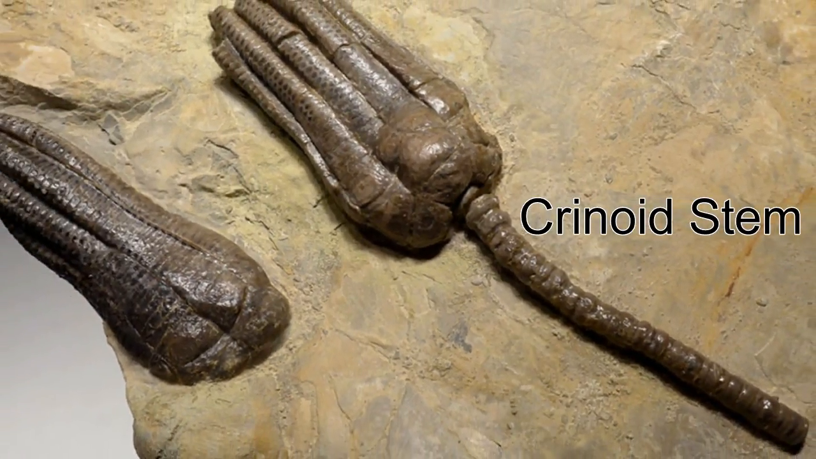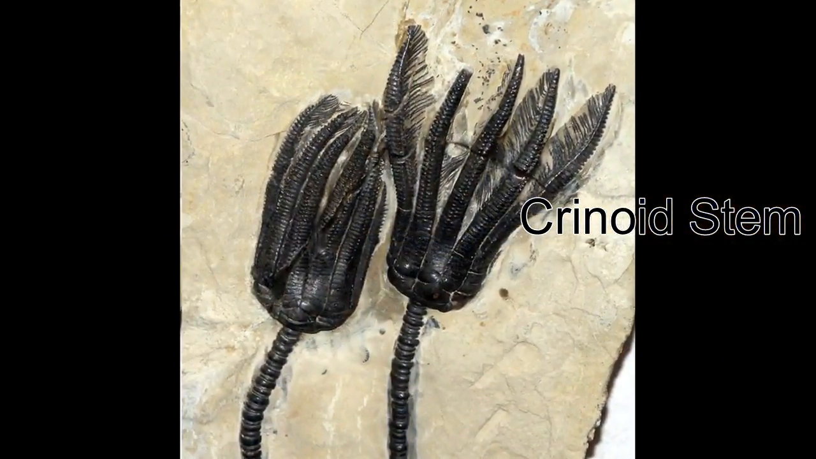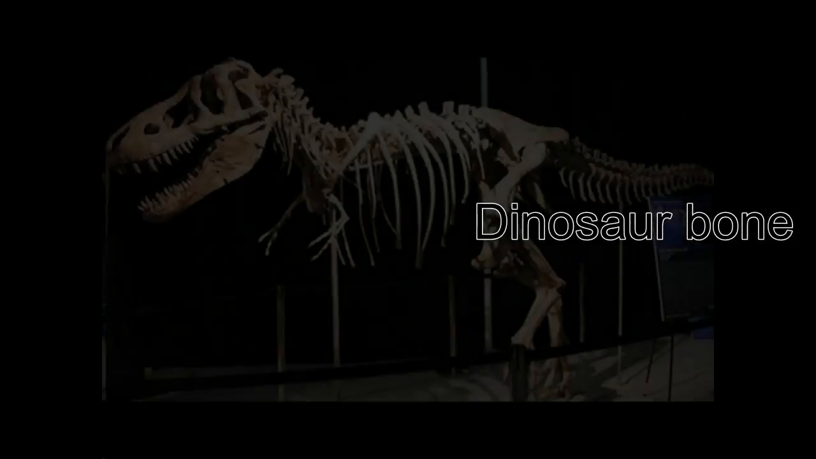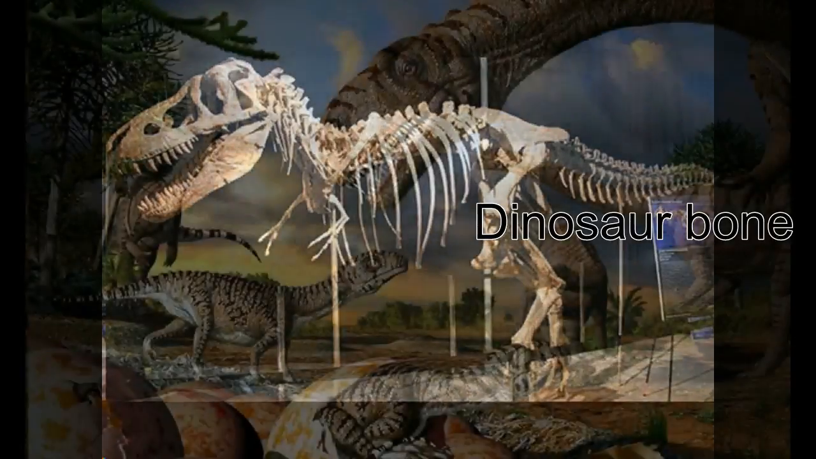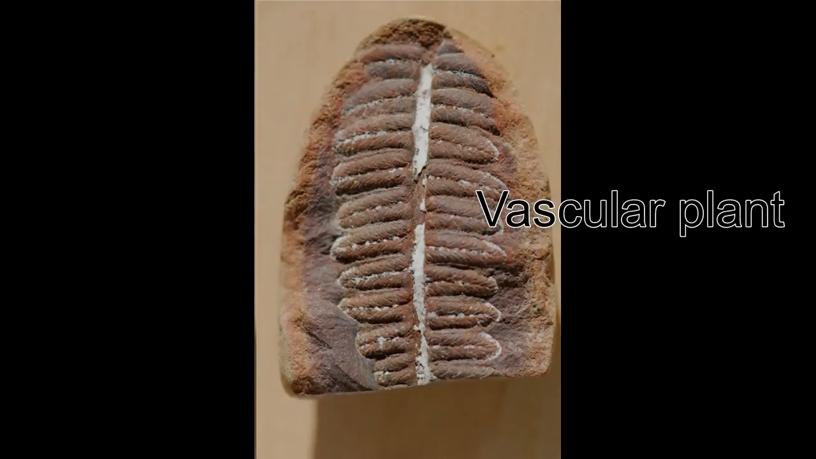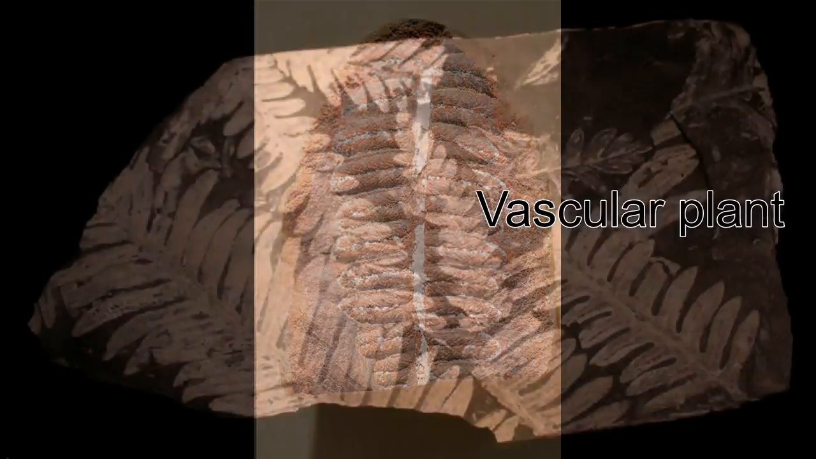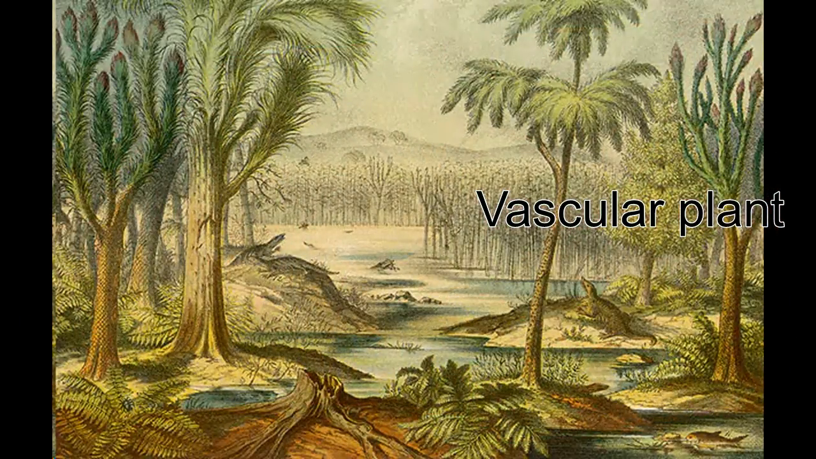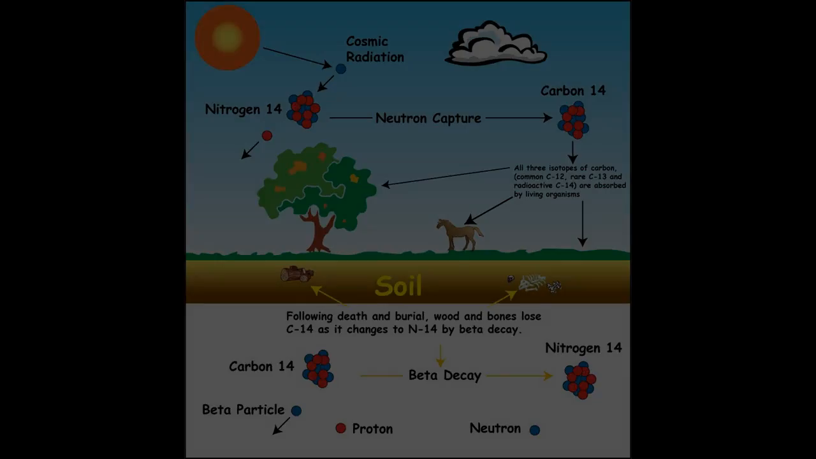They belong to phylum Echinodermata and lived during the Triassic period under the Mesozoic era. Dinosaur bone. Dinosaurs are giant reptiles that ruled the Earth during the Jurassic period under the Mesozoic era. Vascular plant. This fossilized leaf was once part of an early vascular plant during the Carboniferous period under the Paleozoic era.